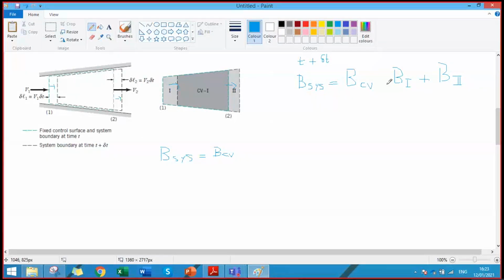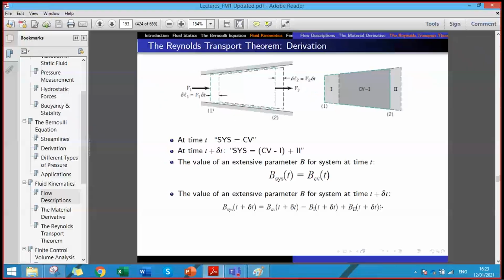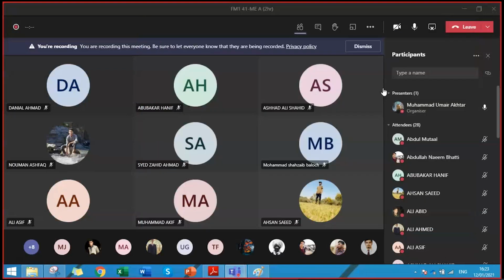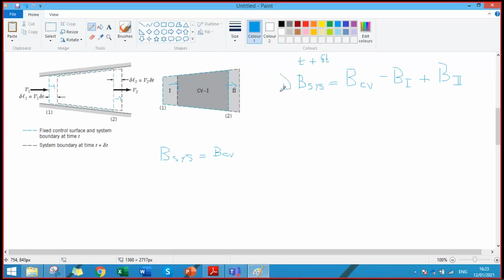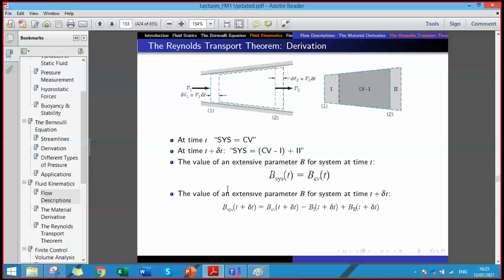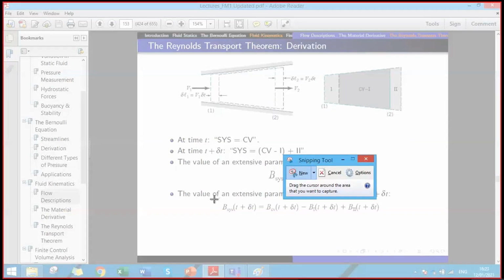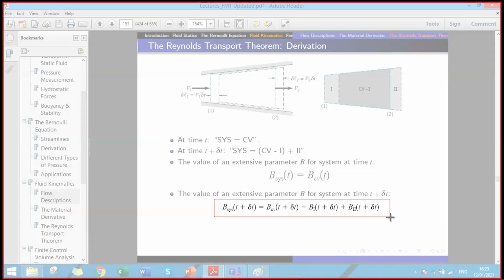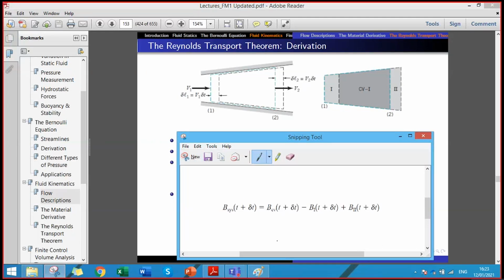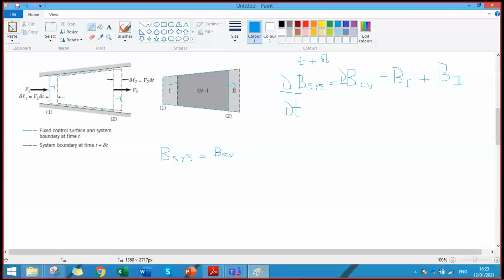So if I want to see the time rate of change of this property, that would be partial by partial t of every term. It got a little difficult for me to write, there are too many symbols. So I'll just take this equation. This is the equation at t plus delta t. So we'll take the time derivative of each term, partial by partial t. Clear? Can you do that? You can do that, it's just a time derivative, simple.